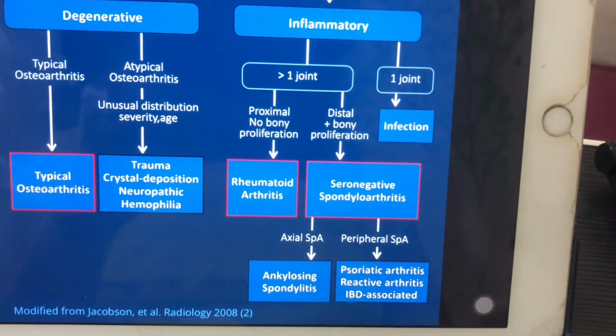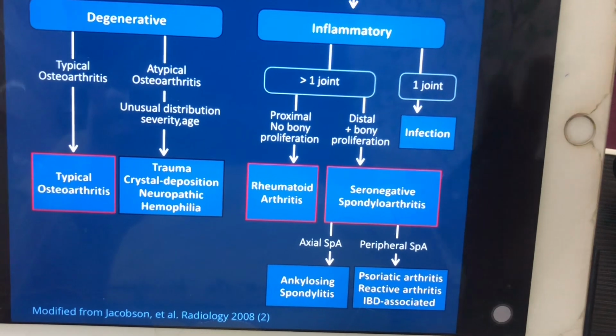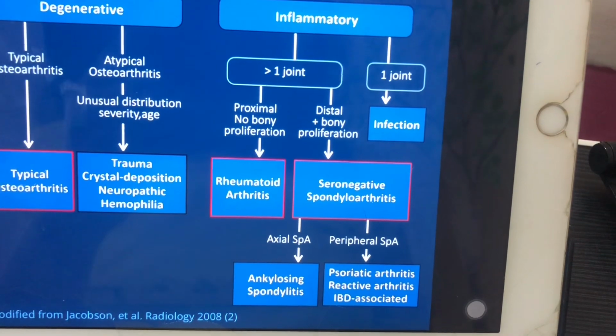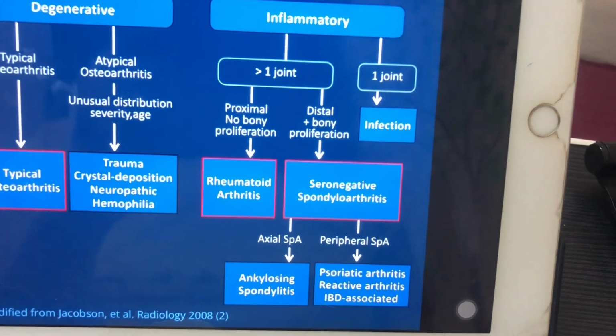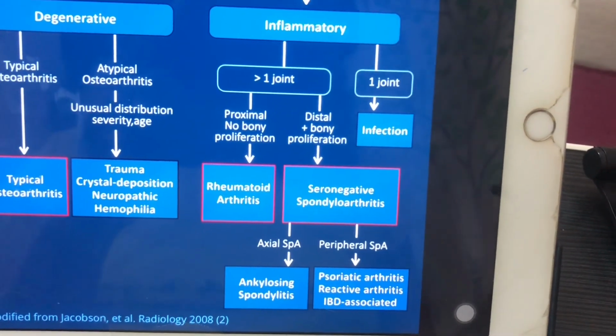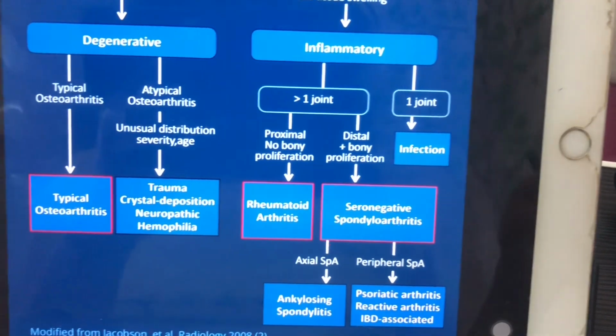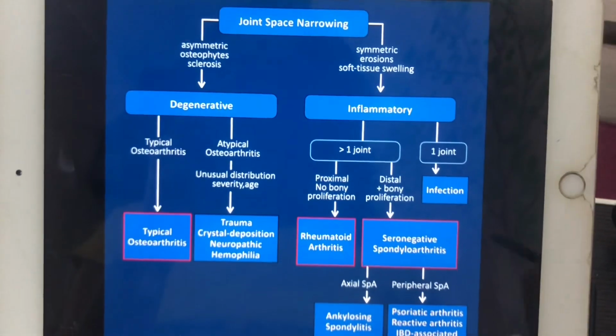If the spine or the SI joints are involved, then we are looking at ankylosing spondylitis. And if it is the peripheral joints that are involved, like small joints of the hands and feet, then we are looking at psoriatic, reactive arthritis, IBD-associated arthritis, SLE, sarcoid, and various others. Right? So this was the basic approach to joint space narrowing.